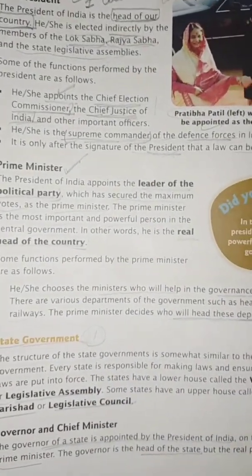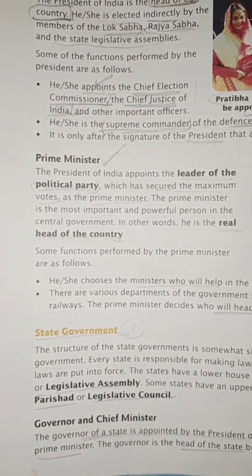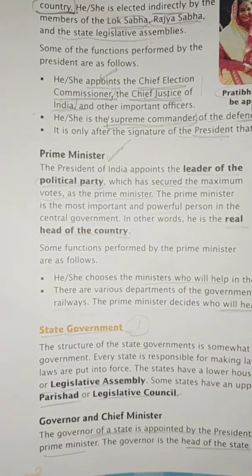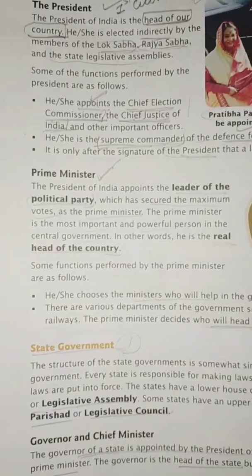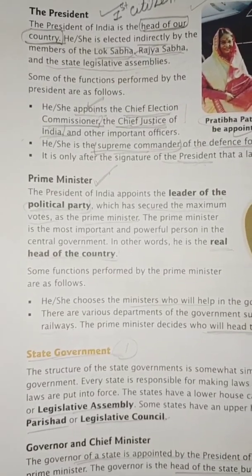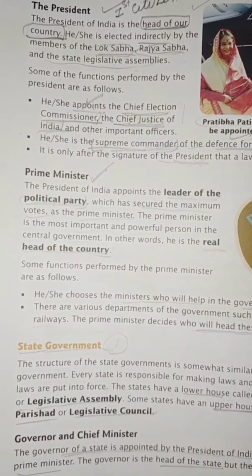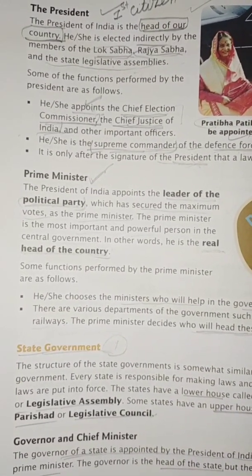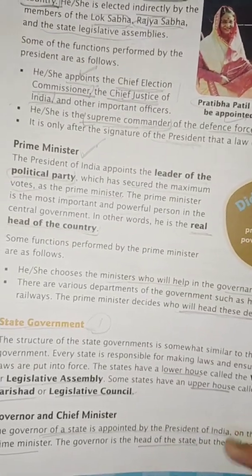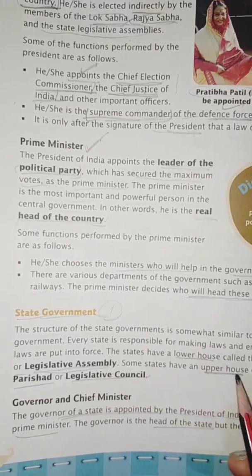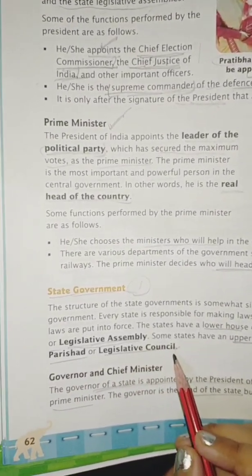Okay, so the state government is definitely ensuring that the laws are properly applicable in their state or not, and if not, they have to give an answer to the central government. The state has a lower house and an upper house. As we discussed, the center has the Rajya Sabha and the Lok Sabha, na? So here in the state, the lower house is known as Vidhan Sabha or the Legislative Assembly, and the upper house is known as Vidhan Parishad or the Legislative Council.